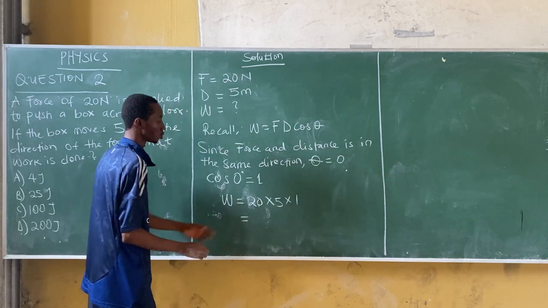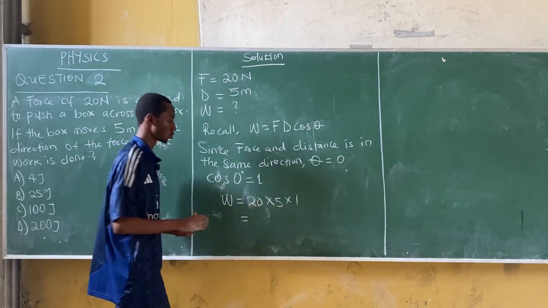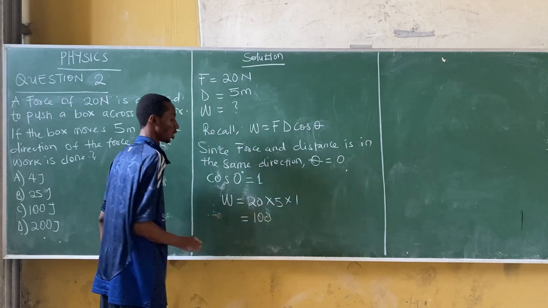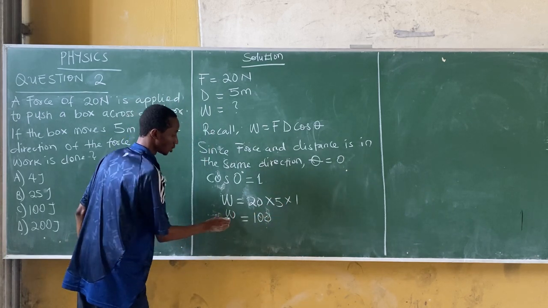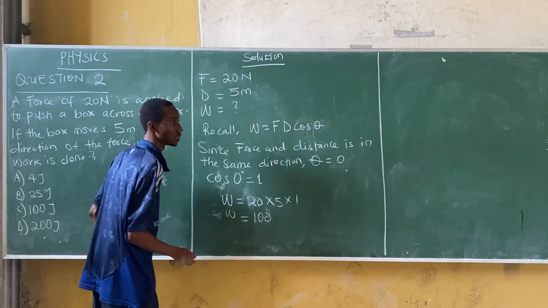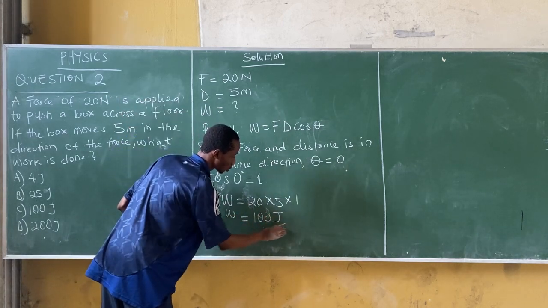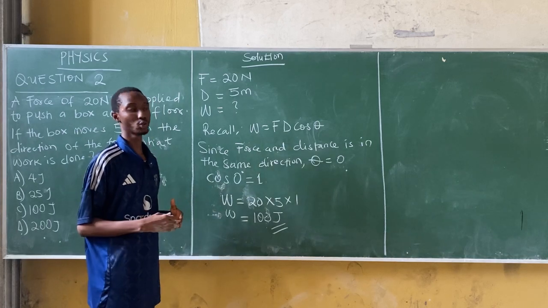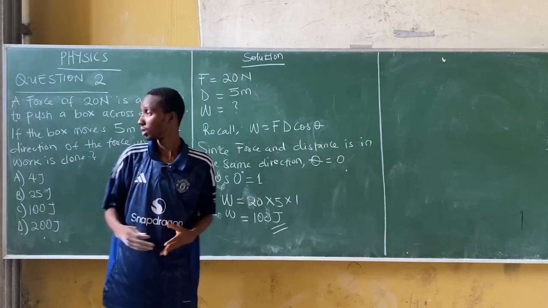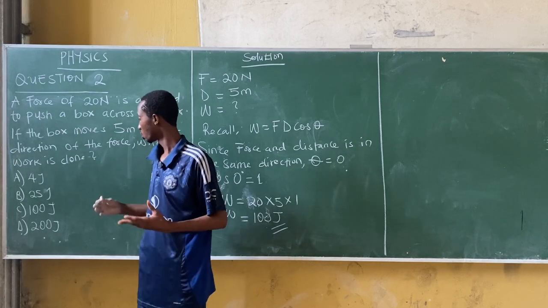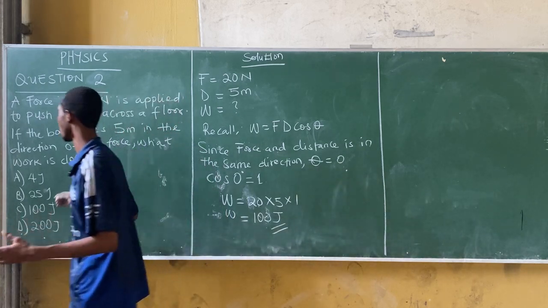This is equal to 20 times 5 is 100, times 1 is the same 100. So work done, W, is equal to 100. The unit for work done is joules. Work done is measured in joules. So this is the final answer. The correct option here is option C, 100 joules. So this is the correct option.